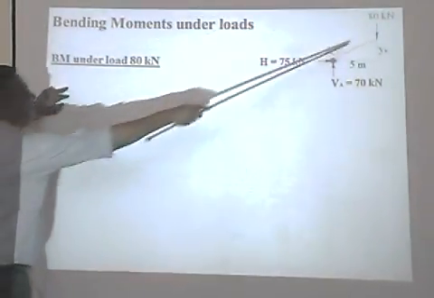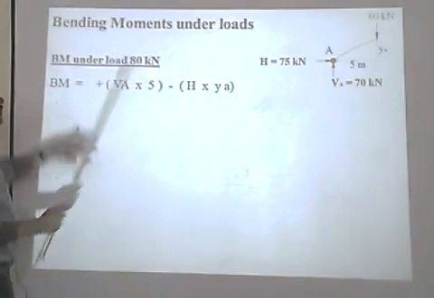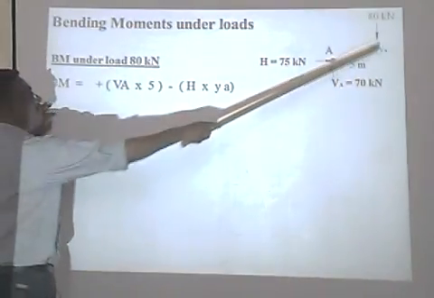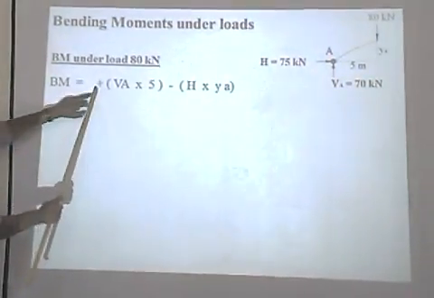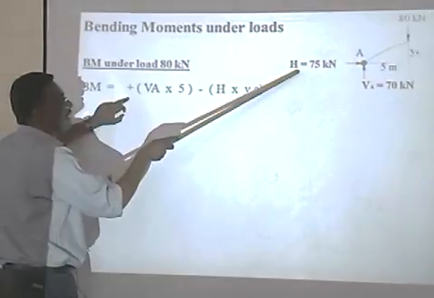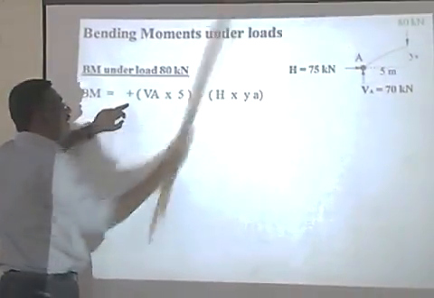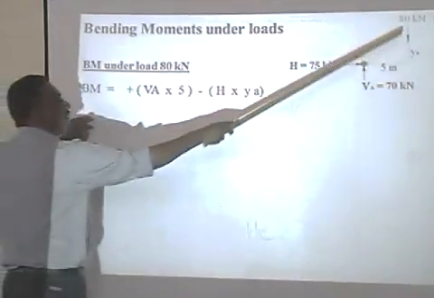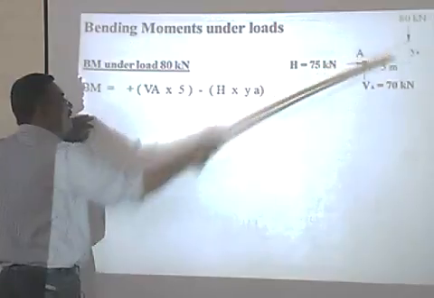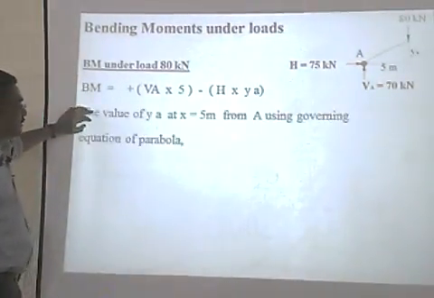Now the bending moment under this load is equal to VA into 5. With respect to this point, VA makes a clockwise rotation, so it is given a positive sign. This is the horizontal thrust HA, acting in this direction. It makes an anti-clockwise rotation, so it is given negative. This vertical distance we don't know, so we have to calculate it from the basic governing equation.